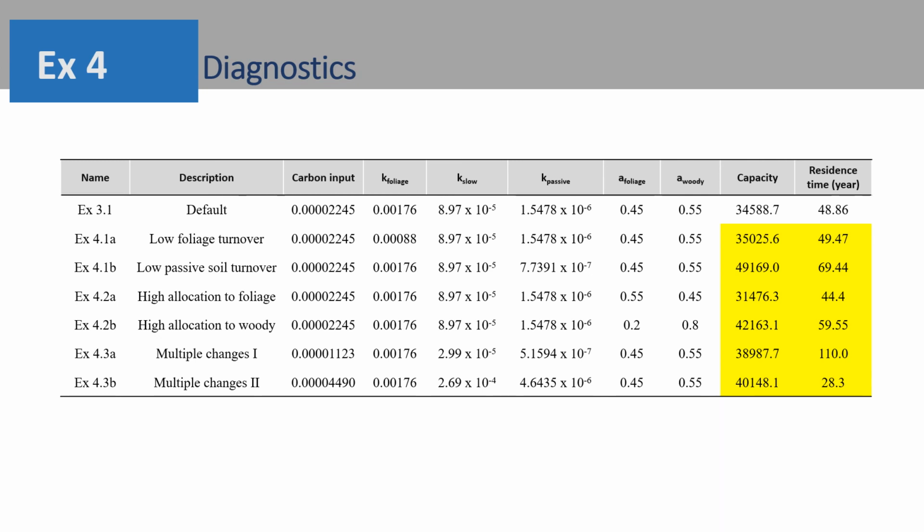Let's summarize the simulation in exercise 4. Here are the answers to slide 25. Let's think about how residence time and carbon input impact the carbon storage capacity, and how different parameters impact the residence time.